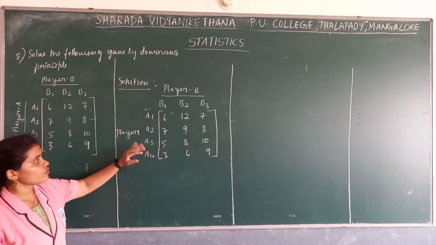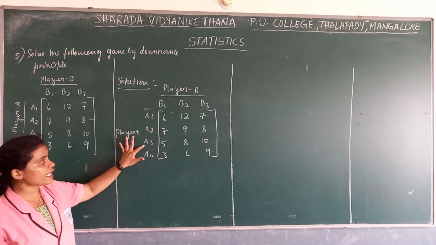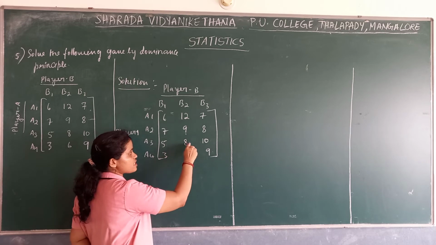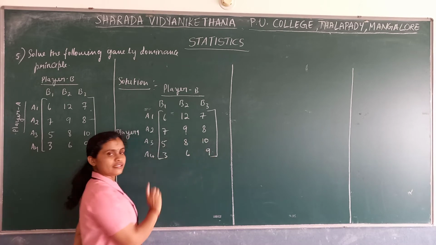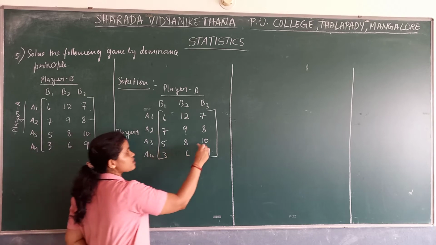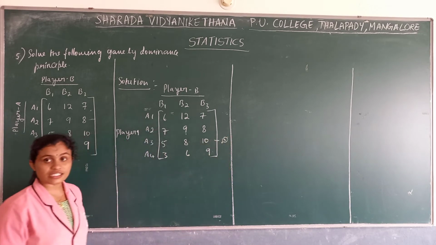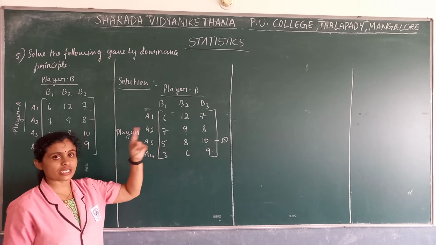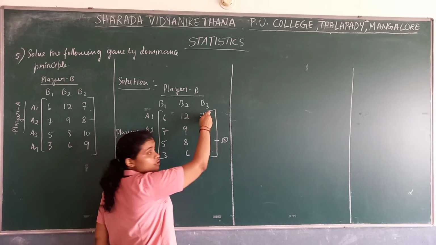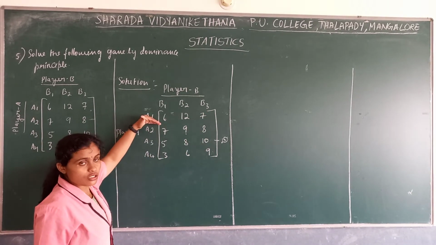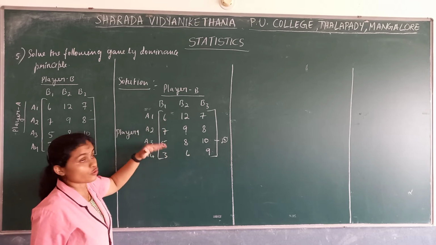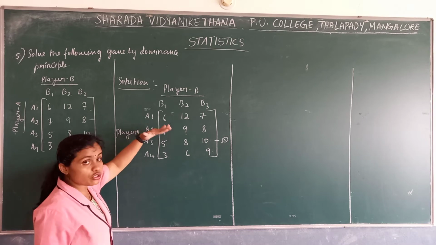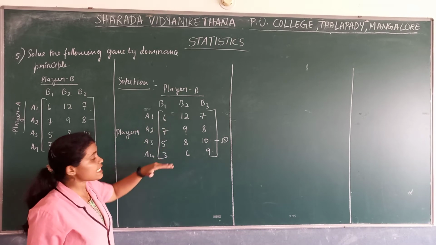So what do we have to do? We have to go with A3 now, comparing A3 with A4. 5 and 3, 5 is greater. 8 and 6, 8 is greater. 10 and 9, 10 is greater. So here we get strategy A3 dominating over A4. See, we did not get it with strategy A1 with any of the rows, even strategy A2 with any of the rows. We got it when we compare strategy A3 and A4.